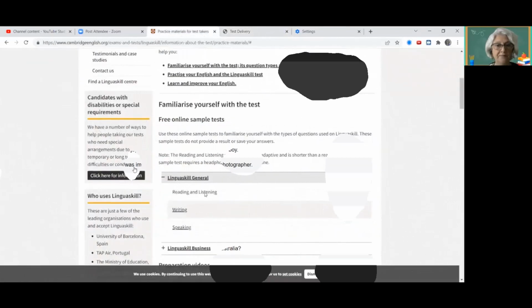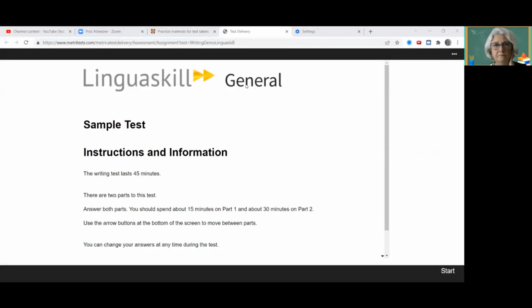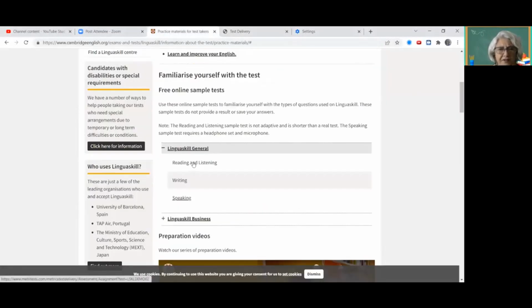So let's take a look at the writing assessment here. So notice that this is a different assessment. The first one was reading and listening, and another assessment is the writing. We're going to take a look at the writing one right now.